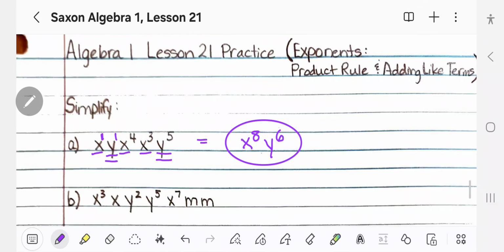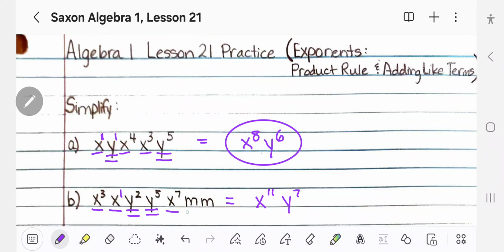Let's look at B. Again, we have one big term. There's no plus or minus signs. Let's look at the variables. We have the base x here and here and here. And we have a total of, let's see, there's 3, and there's 1, which would be 4, and then here's 7, which would be 11. Let's look at the base y. Here's another y. So we have y to the 2nd and y to the 5th. That would be a base y to the 7th.